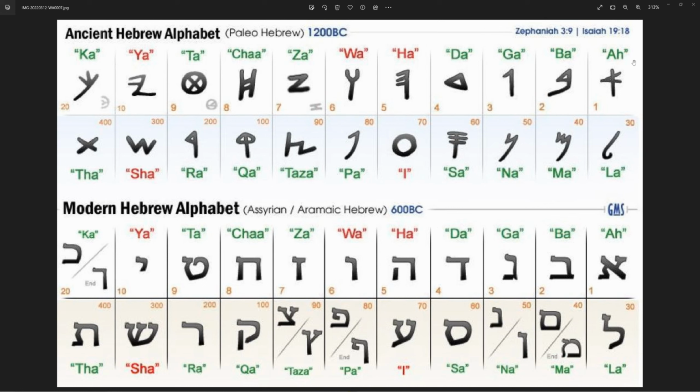All right. So starting from the top right, it's pretty much sounded out, pretty straightforward: A, ba, ga, da, ha, wa, za, ka, ta, ya, ka, la, ma, na, sa, I, pa, taza, kwa, ra, sha, tha. So this is how you would pronounce it when you're forming words out of these.